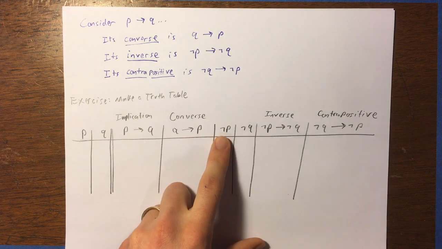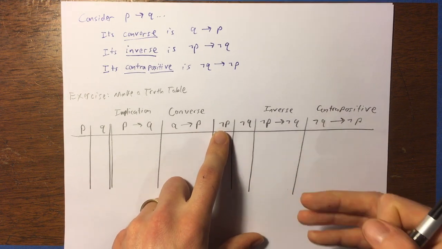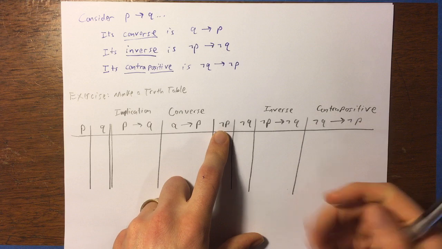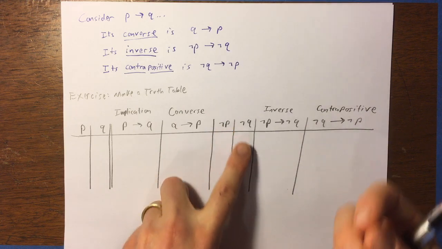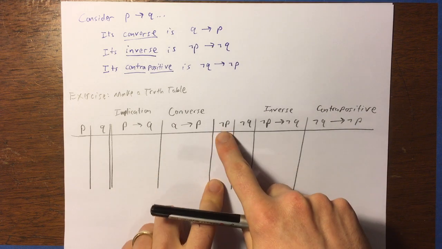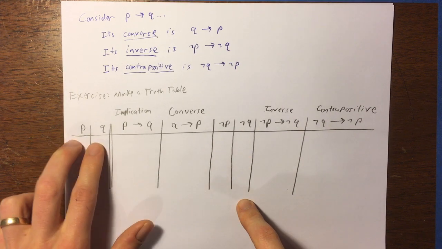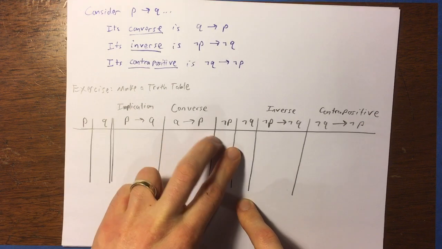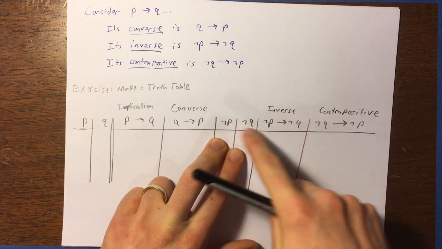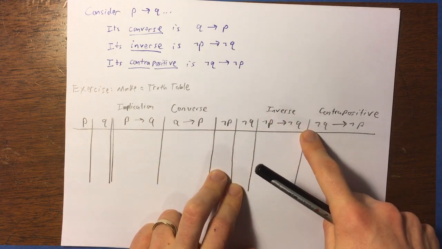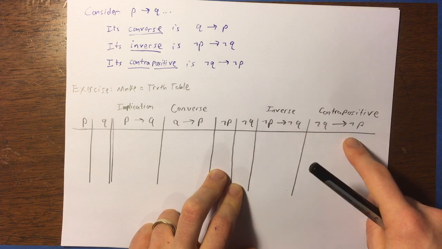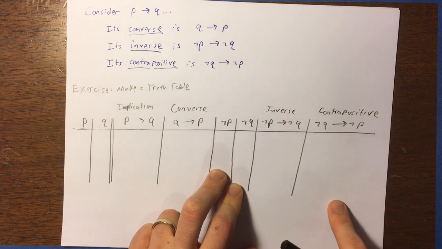Now, for the inverse and the contrapositive, those involve negations of P and Q individually. So I think it is helpful to make columns in your truth table for the individual pieces that you're putting together. So I would make a column for not P and a column for not Q, right? Which is just going to be the negations of these two columns. And then put those columns together, implication in one direction or the other, to produce the inverse and the contrapositive.